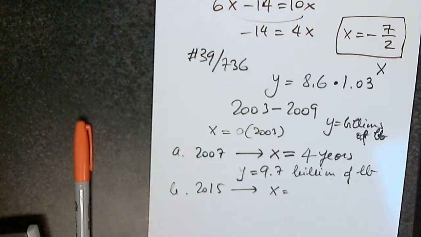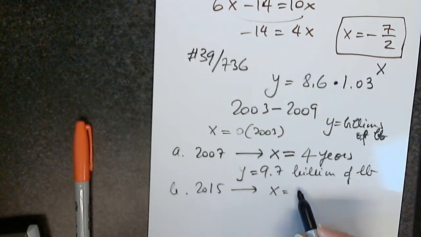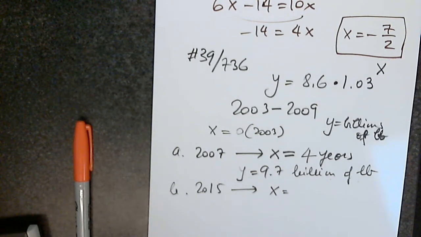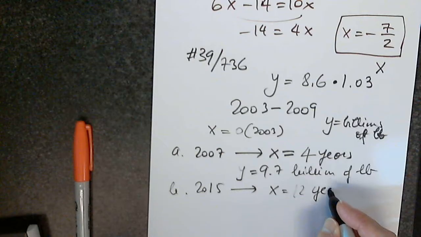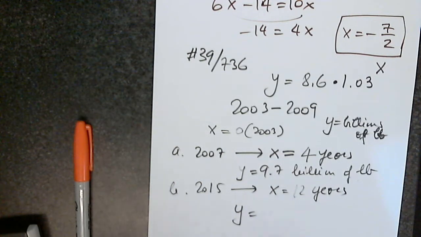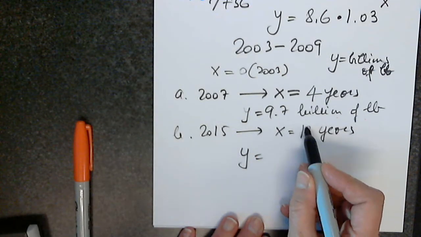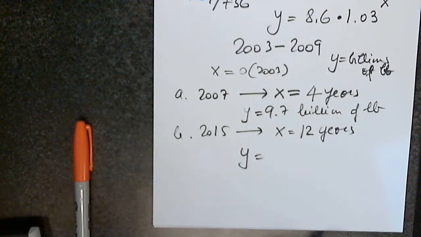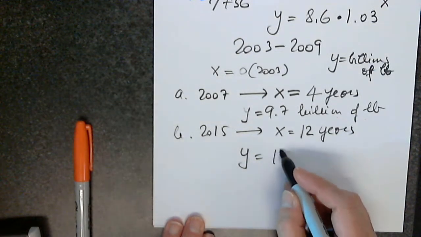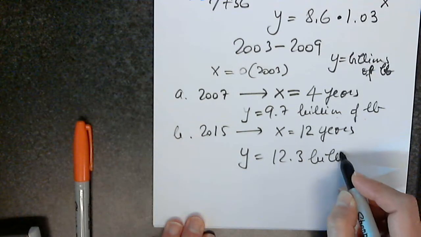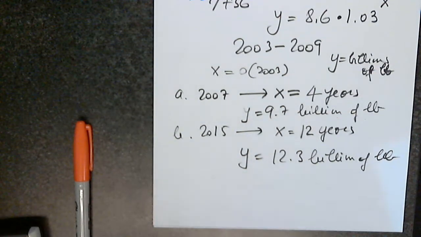And now for 2015, how much is x? So how much is y? How much did you get? 12.3 roughly. Billion of pounds of cheese. Good. Going back to section 12.2.